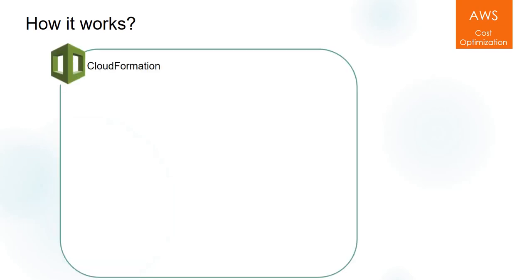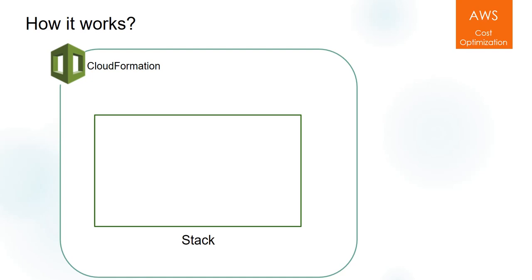So ultimately, how this works: we will be creating one CloudFormation stack. Those who do not know what CloudFormation is, it's infrastructure as code, where you can write a YAML or a JSON template and feed it into CloudFormation, and it will create all the AWS resources for you. I have already written this template for you. You just have to go and create the stack.